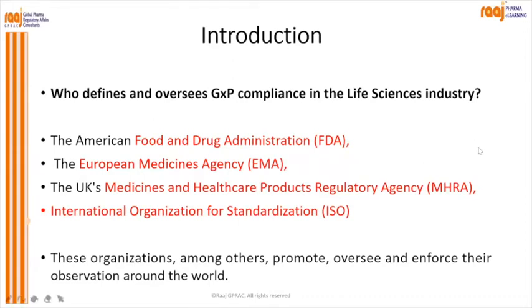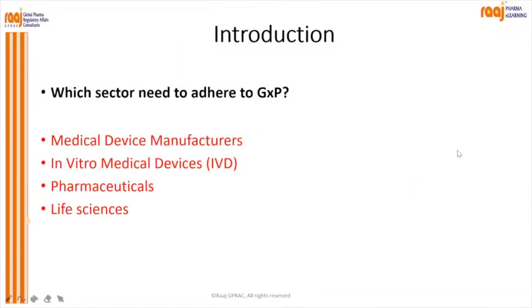Like in the pharma industry, we have ICH guidelines, right? So ICH: quality, safety, efficacy, and multidisciplinary. Like that, ISO standards are also very popular and very useful in our day-to-day life. So these organizations, among others, promote, oversee, and enforce their observations around the world. So this is a short introduction which I wanted to give about GxP, how it works, and the sectors in which these GxP standards are applicable.